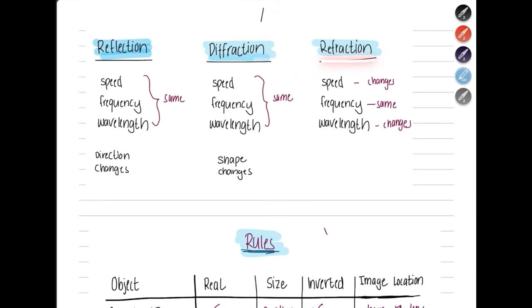In refraction, the speed changes, frequency remains the same, but the wavelength is changing as well. If frequency remains the same, increase in velocity will increase wavelength, and reduction in wavelength is going to reduce velocity.